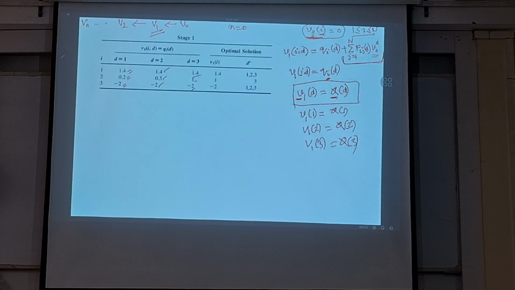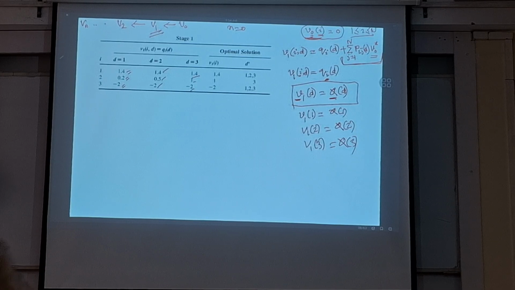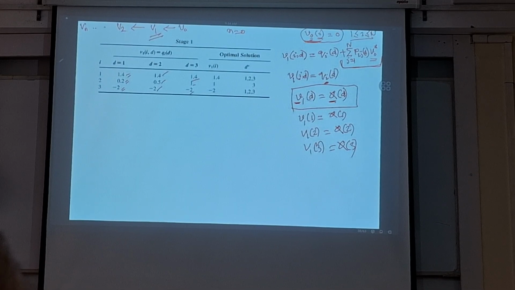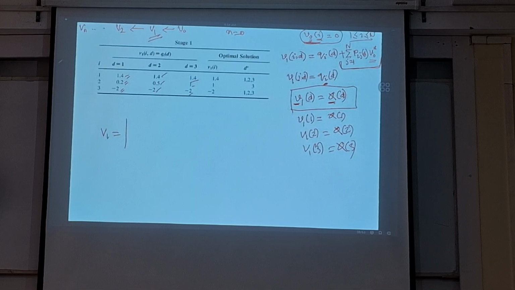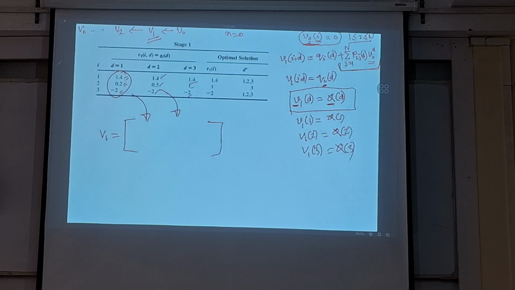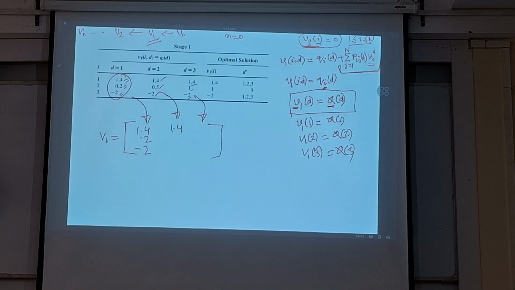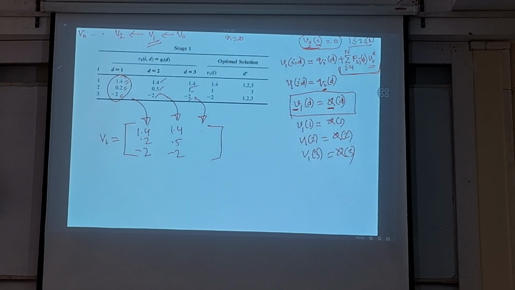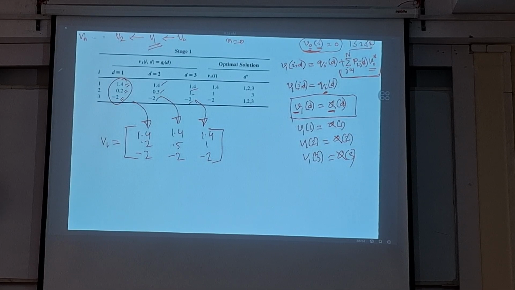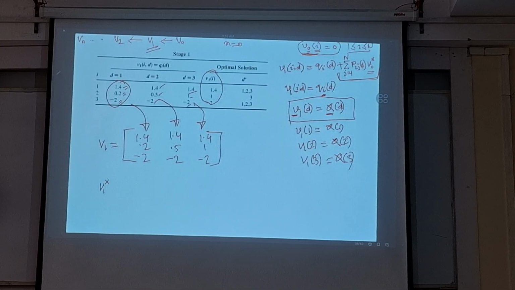At this point, if you write a computer program, then doing this matrix operation is not difficult. But if you are doing it manually, then you can create a matrix V1, which is column 1 here, column 2 here, column 3 here. What is that? 1.4, 0.2 minus; 1.4, 0.5 minus; 1.4, 1 minus. From here, what we want to calculate is this one. What is this? This one is V1 star.